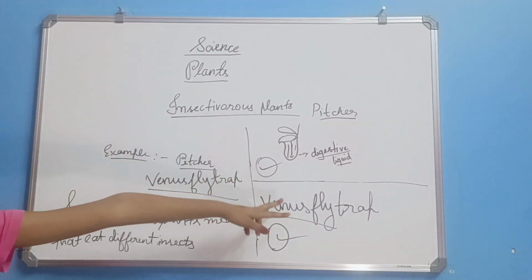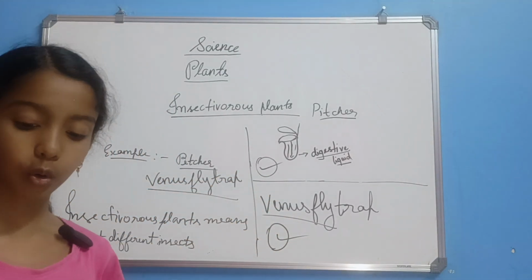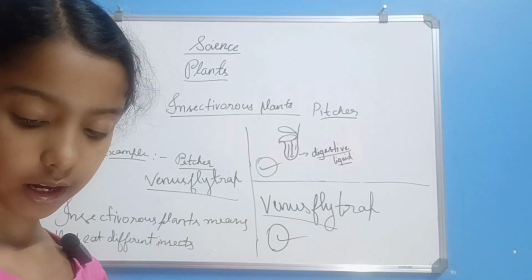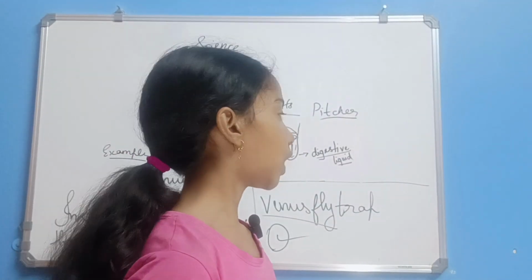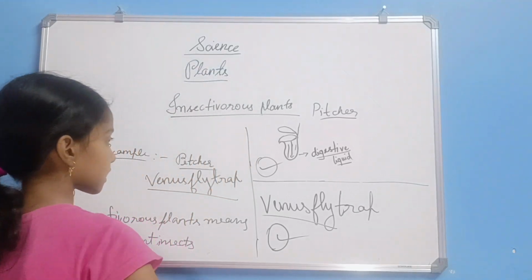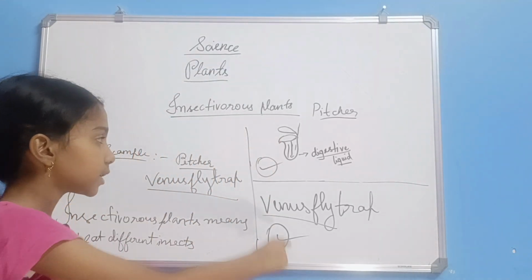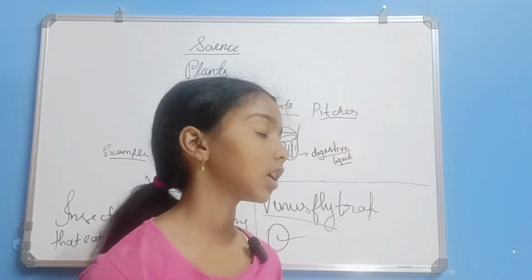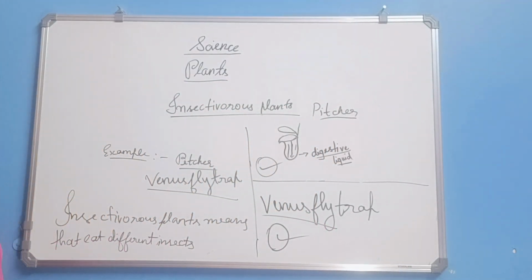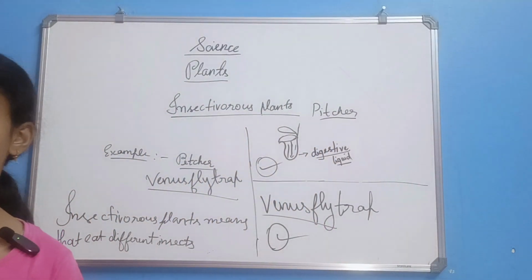I gave only two examples, but there are still so many. Just to help you understand, I gave two. And pitcher plants number more than 1,000 in the world. There are so many different types of pitcher plants.